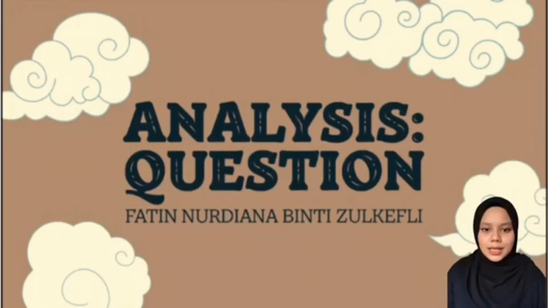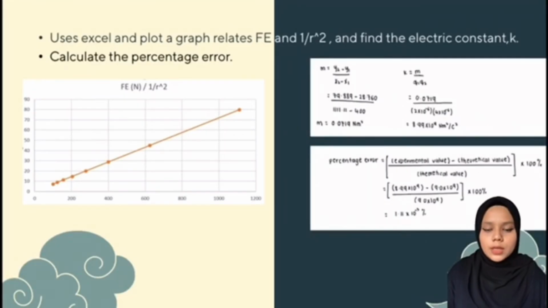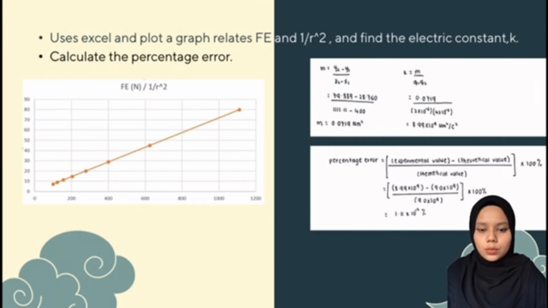Thank you, Najieha. Assalamualaikum. My name is Nur Diana binti Zulkefli. So I will continue this presentation with the analysis part of experiment 1. First of all, we plot a graph relating Fe to 1 over r squared. The graph shows that Fe is directly proportional to 1 over r squared. Next, we found the value of the electric constant K using the slope formula, and then we substitute into K equal to M divided by Q1 Q2. So the value of K we got is 8.99 × 10^9 N m² per C².